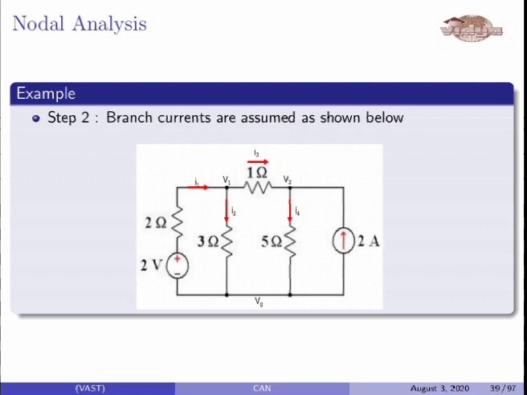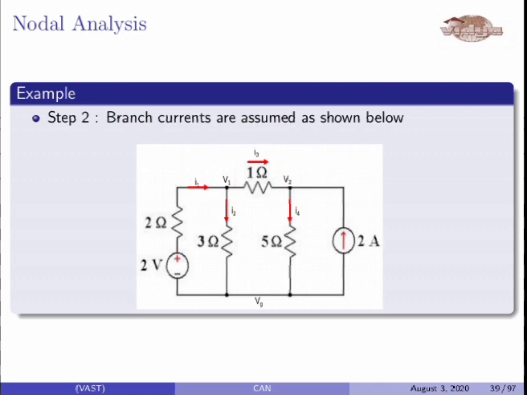So the current through the 2 ohm resistance can be expressed using Ohm's law. What is Ohm's law? Current through a resistance will be equal to the voltage across that resistance divided by the value of the resistance. I1 is flowing from this end to this end. So I1 can be expressed as the voltage at this end minus the voltage at this end, divided by the resistance, that is I1 is equal to (2 minus V1) by 2 ohm.